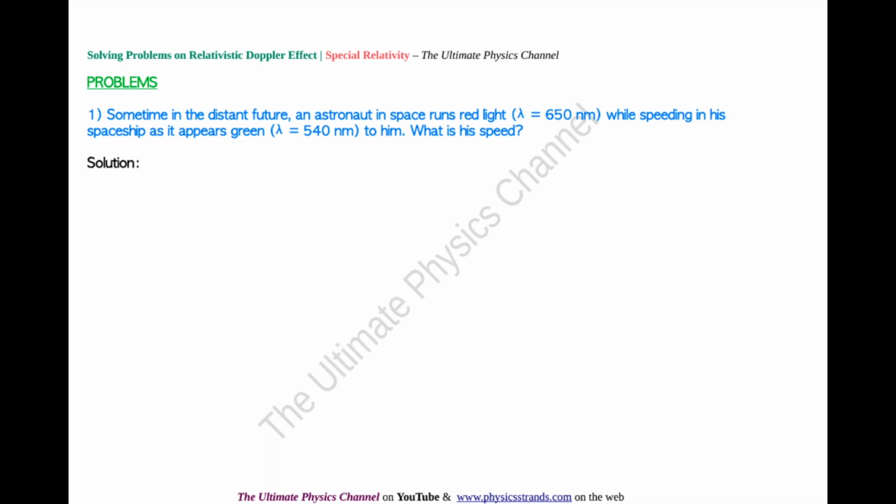What is his speed? So we can imagine that in the distant future, space traffic is regulated with traffic signals. So an astronaut traveling in such a spaceship is observing some light signal somewhere in space, and it is a red signal basically from the source of 650 nanometers wavelength.